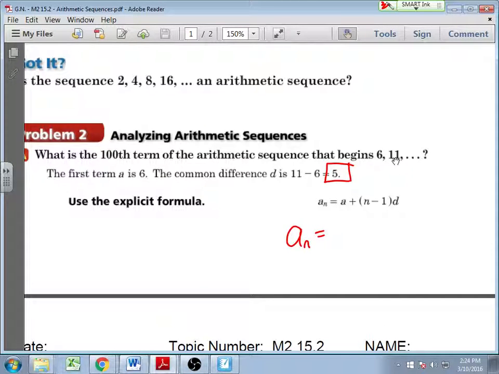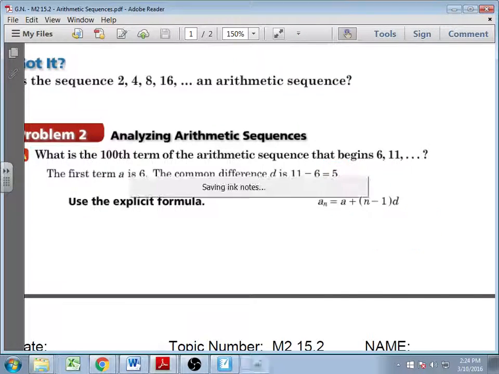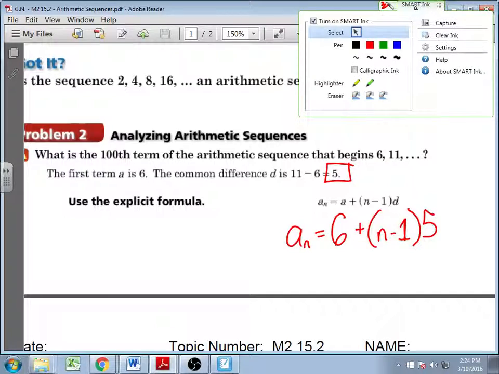So a sub n is going to be, what's my first term? 6 plus the quantity n minus 1. Common difference? 5. And you can put the 5 in front of the parentheses if you want. There's no difference there.